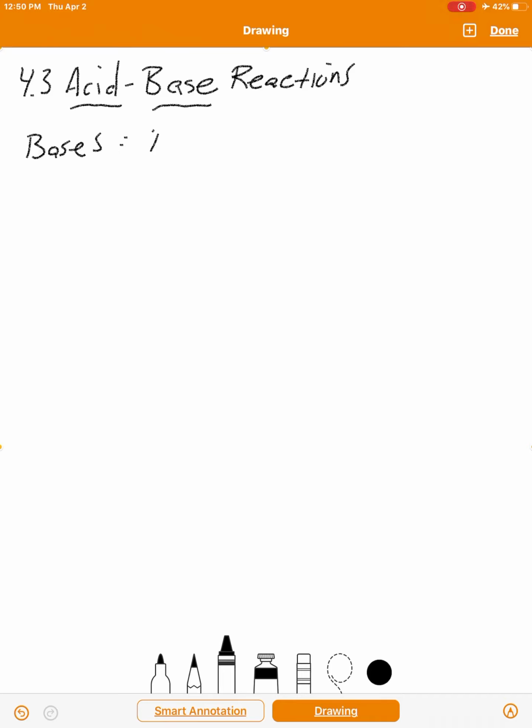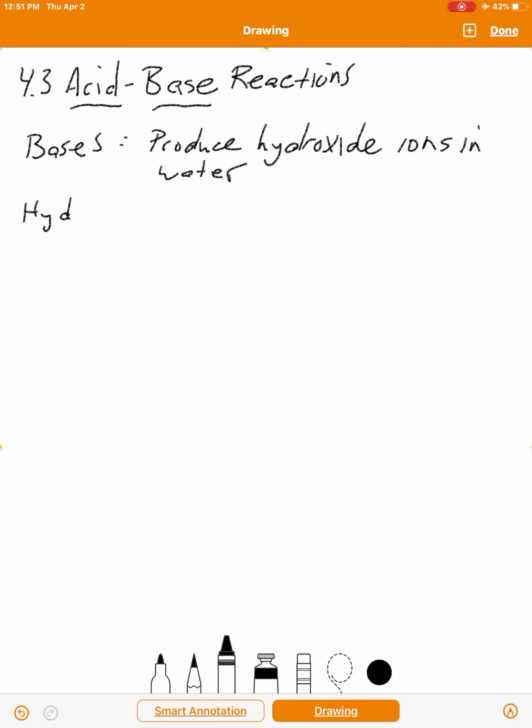And bases produce hydroxide ions in water. And so the hydroxide ion is OH negative. It's written this way. Okay? It can also be written as HO negative, either way. Okay? Hydroxide ion. So it's also important in biological processes.